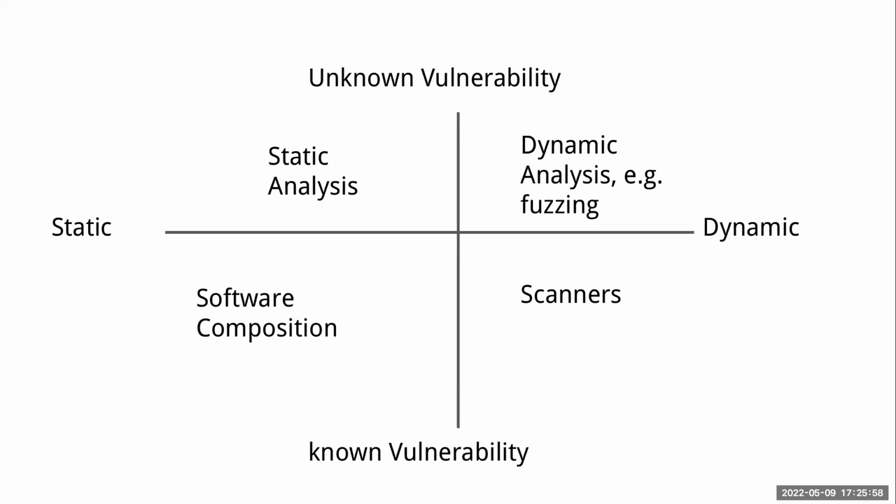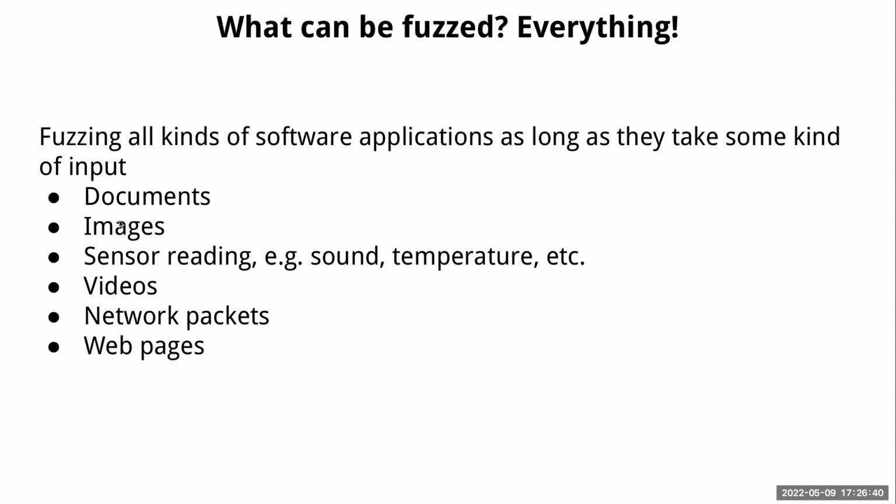So let's say there are two types of vulnerabilities. One is known vulnerabilities. Someone already found the vulnerability, and we want to see if our code has the same vulnerability. Or there are unknown vulnerabilities. No one knew about them before. And also we have static approaches and dynamic approaches. So fuzzing is a good tool to find unknown vulnerabilities using a dynamic approach. Static analysis also can find unknown vulnerabilities, but it's using a static approach.